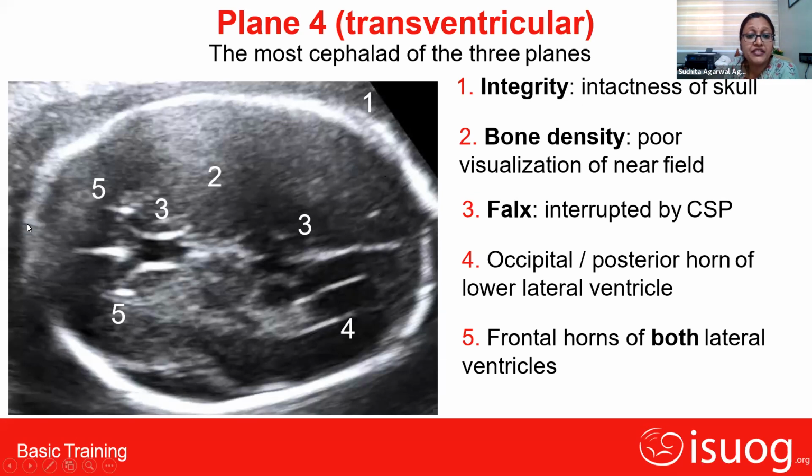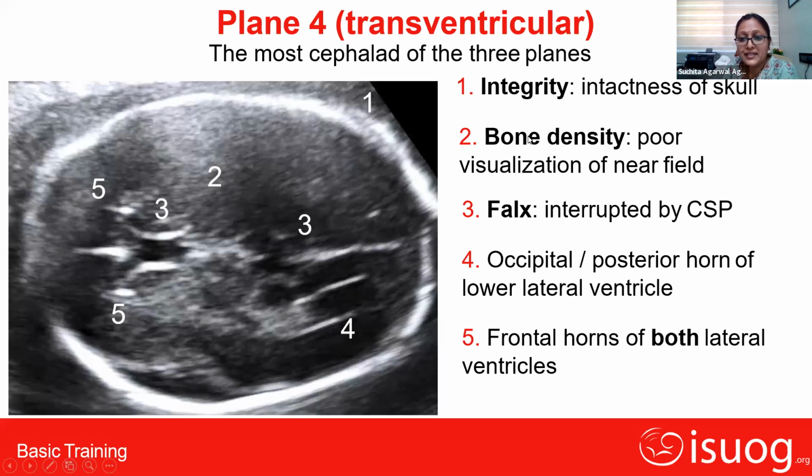We can suspect encephalocele. Encephaloceles are also easily detectable in the first trimester, unless it is very small, in which case you may miss it. Otherwise, it is easily detectable, because if you look carefully at the integrity of the skull, you will not miss it.